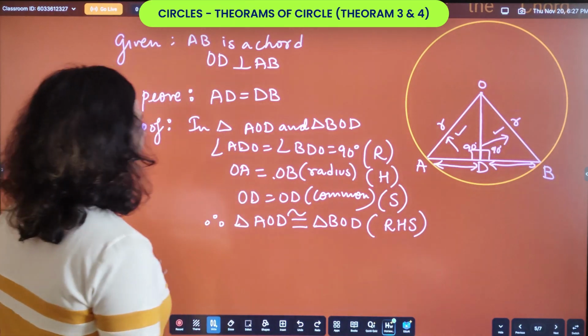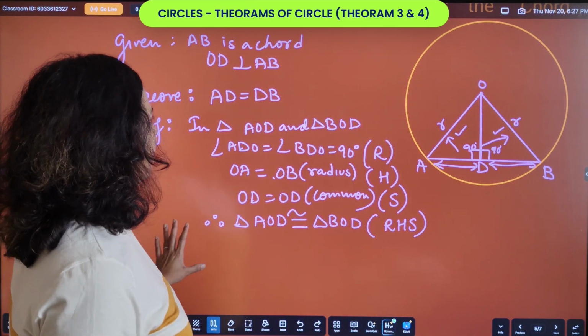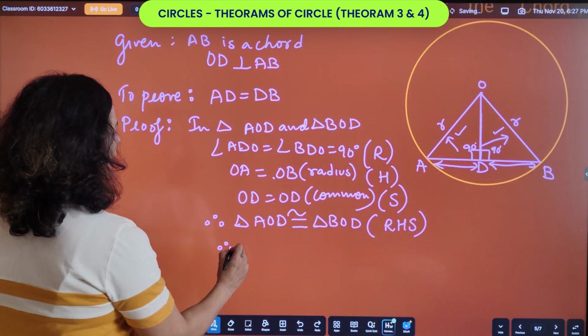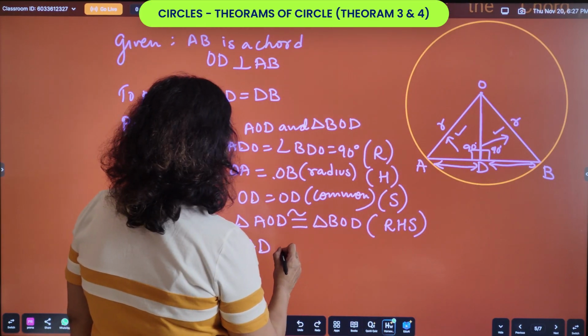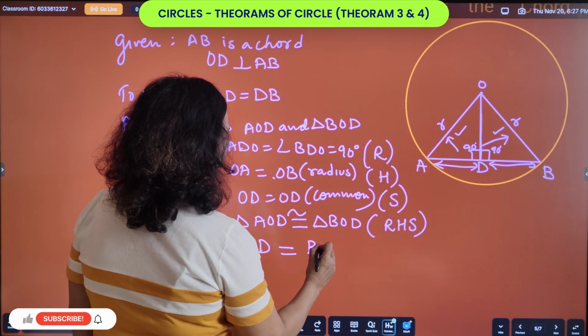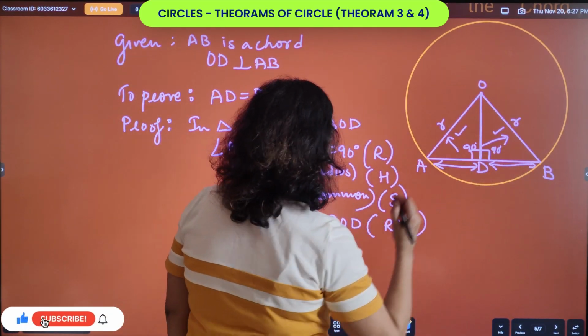Once the triangles are congruent, we can easily say, therefore, AD, which belongs to triangle AOD, is equal to DB, which belongs to triangle BOD.